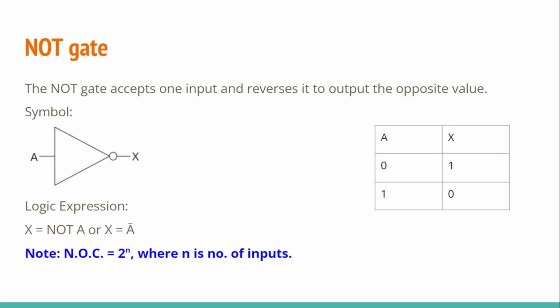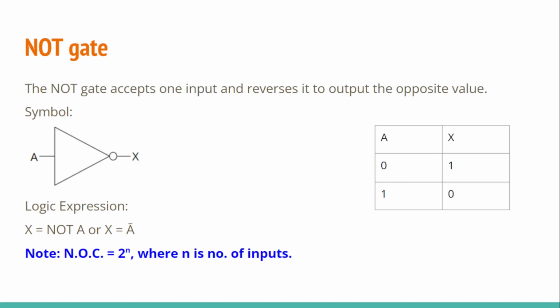The first logic gate we shall be looking at is the NOT gate. This gate accepts one input and reverses it to output the opposite value. The symbol is given below, and the logic expression is x equals not a or x equals bar a.